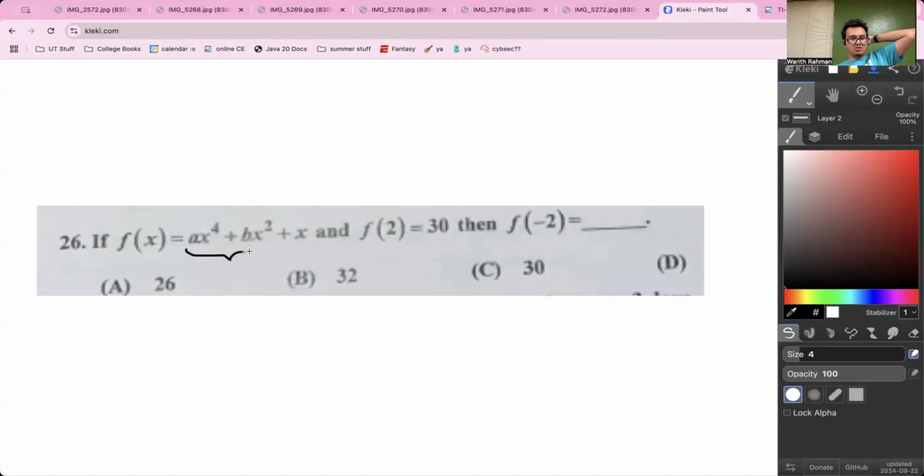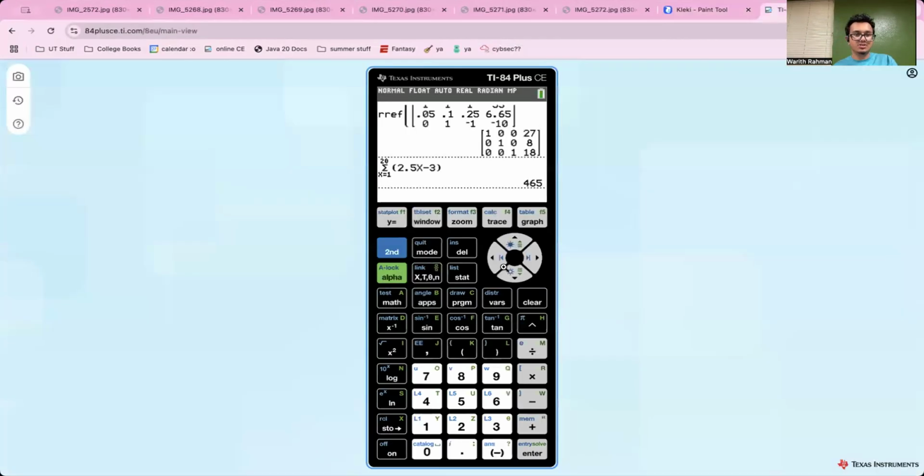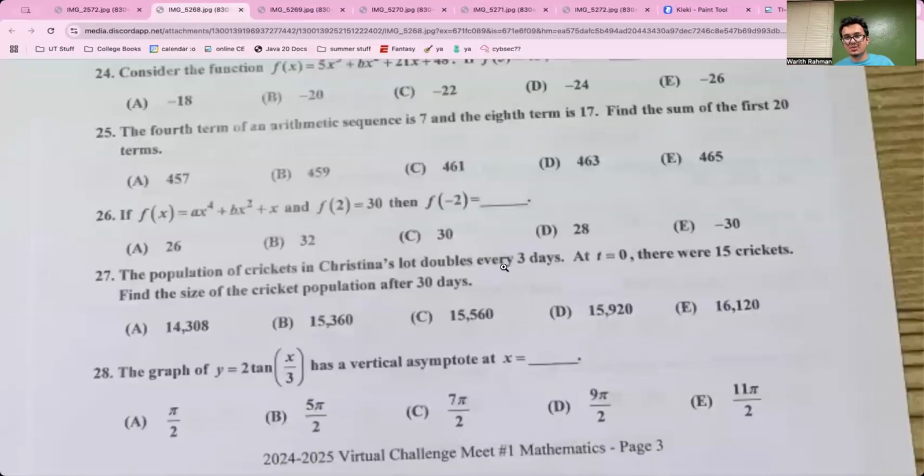Let's say we write this term here as g of x. If f of 2 is 30, then g of 2 must be 28, just by the logic of it. And we know g of x is even. It has an x to the fourth and an x to the second, only even powers. So if g of 2 is 28, g of negative 2 is 28. Then we just add on this negative 2 here, and we get f of negative 2 is 26. So in summary, we turn this into an even function, use the property, and then switch back to the original form. So the answer is 26.